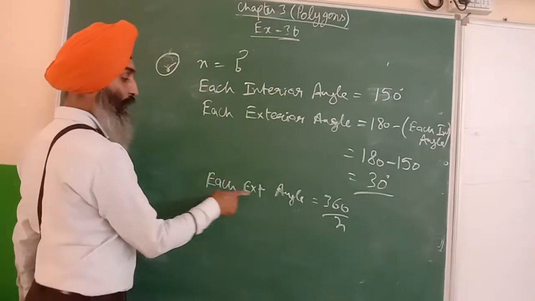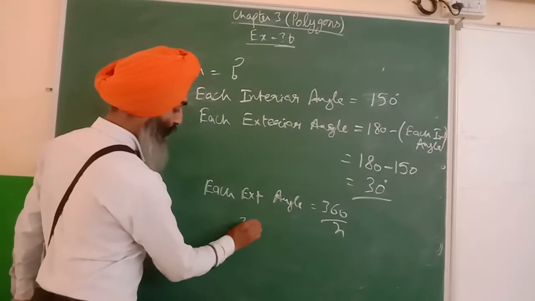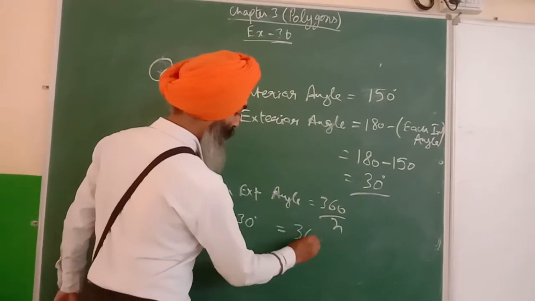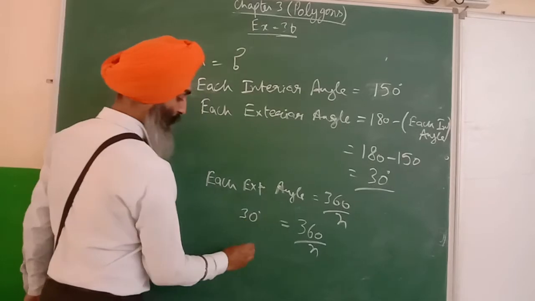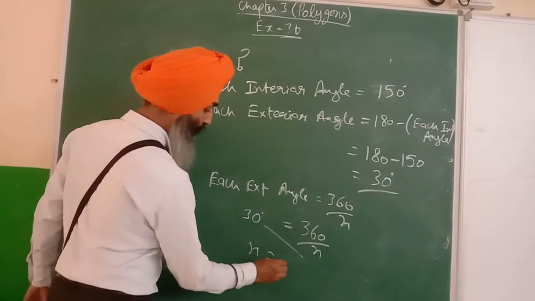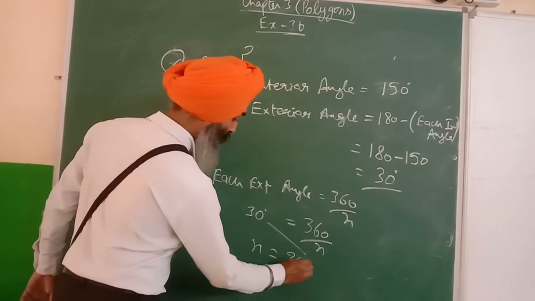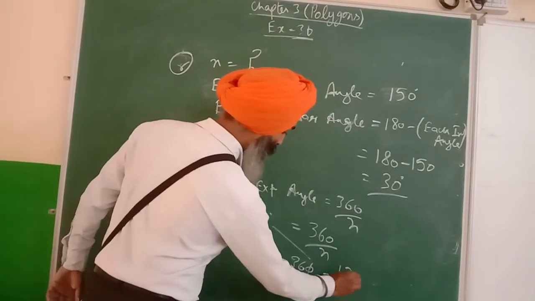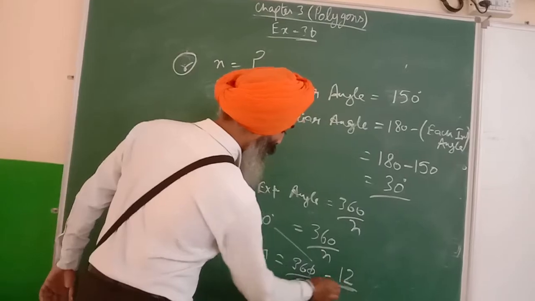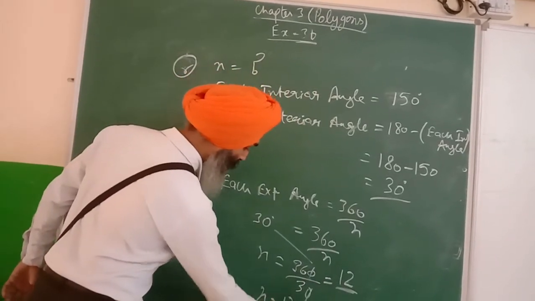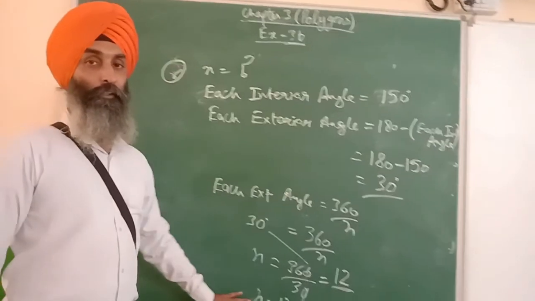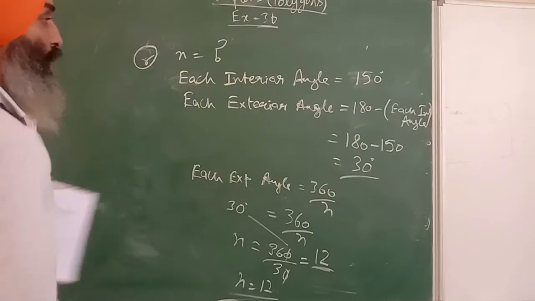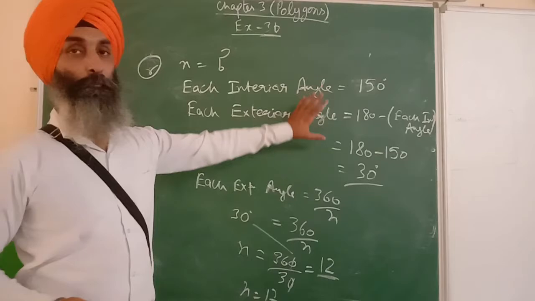So now each exterior angle, which is 30 degrees, is equal to 360 divided by n. Cross multiply it and you have n equal to 360 divided by 30. By cutting you get n is equal to 12. It means it is a regular polygon having n equal to 12. The rest of the parts you can find yourself by applying the same method.